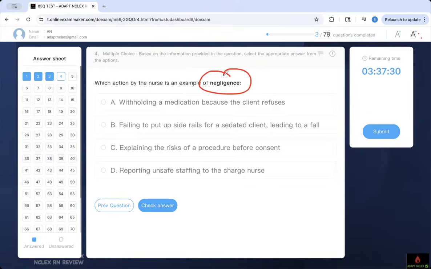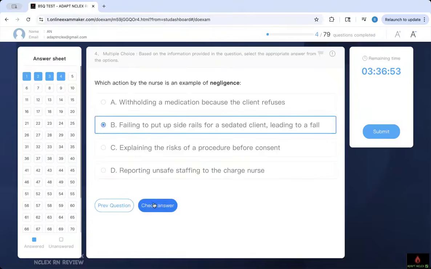Negligence is failure to do something that you are supposed to do. If you fail to do it and something happens to the patient, they can use it to sue you. That is more practice if there's a damage done. Therefore, in this patient, which of these indicate the nurse is being negligent? Withholding the medication because the client refused, you are not being negligent. She said, the patient said, I don't want it. Failing to put on, you see the word bed rails, and the patient fell, that's a problem. Explaining the risk of the procedure does not indicate you're negligent for that. Reporting unsafe behavior, you're doing good. Therefore, this patient is in trouble.